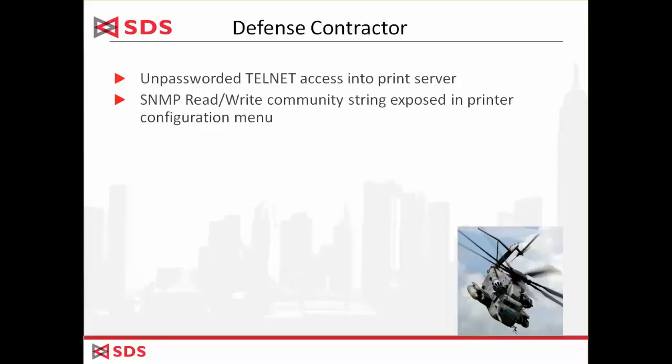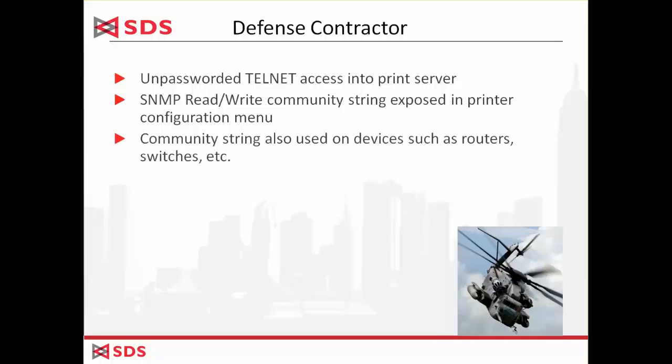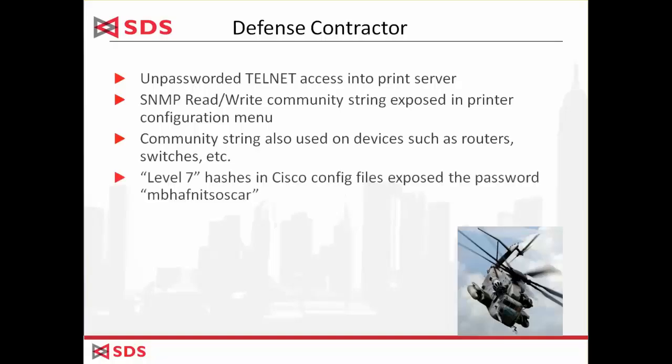It was obvious that this had been set specific to this organization because it had their name in the community string. So we decided, well, let's take a look and see if this community string works on anything else. So we blasted that out against all of the live IP addresses on their network and found out that this community string was also in use on other devices like routers and switches and other pieces of networking gear.